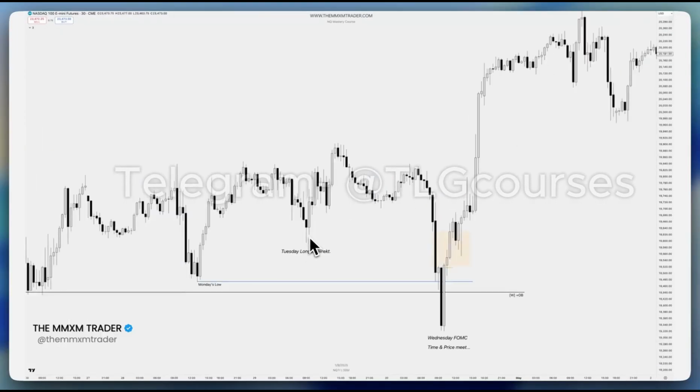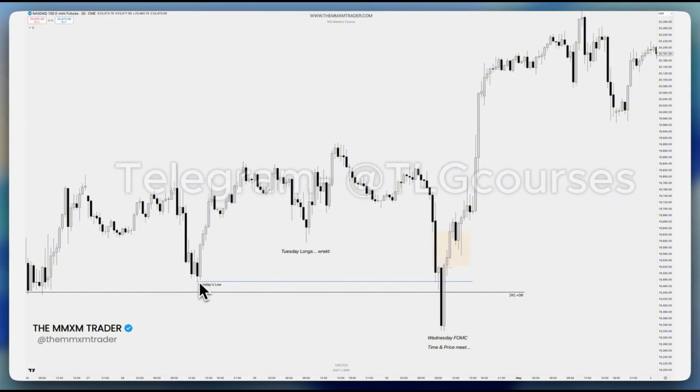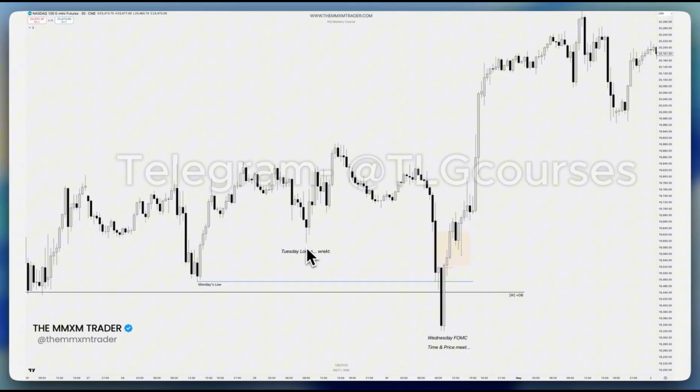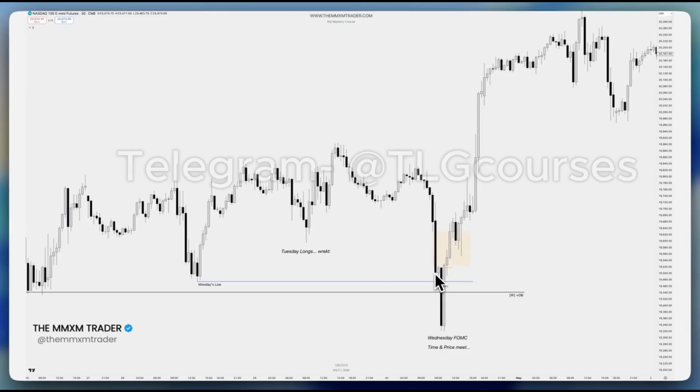So again, if you were to use the data on its own, because you're just thinking, well, the data says Monday is the low of the week half the time, let's long Tuesday from this discount, from this low to this high, discount retracement. You try to long this, and then you get wrecked here, okay? Because time and price did not meet yet.